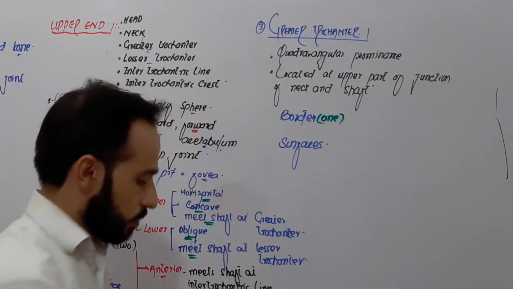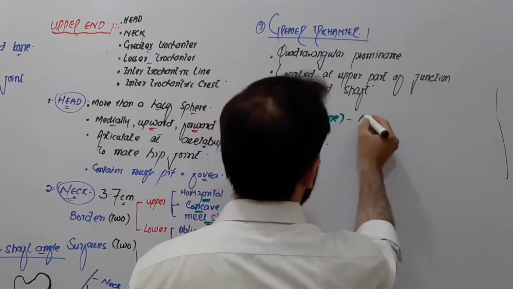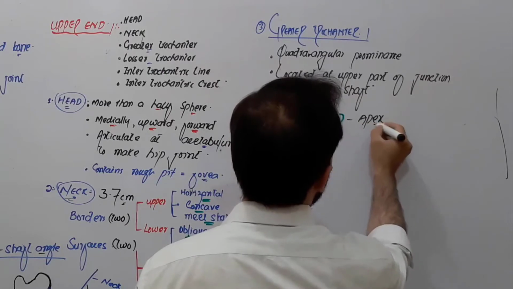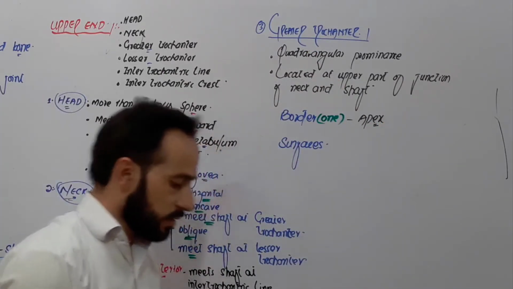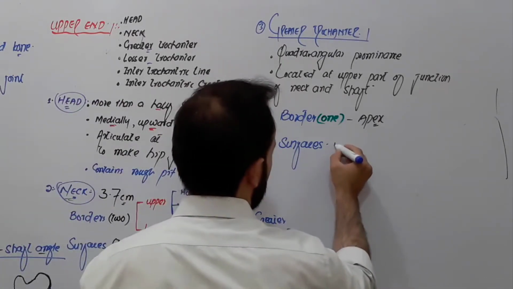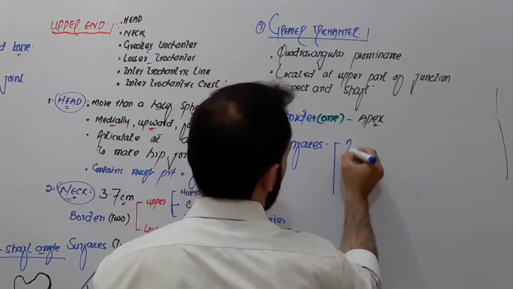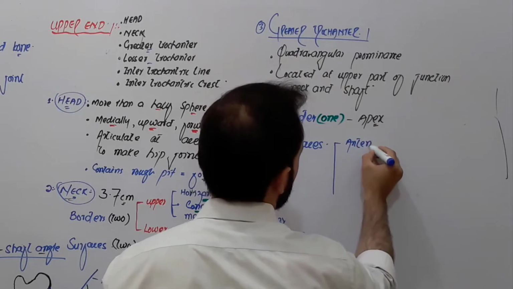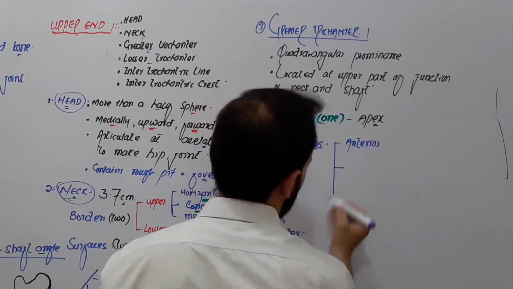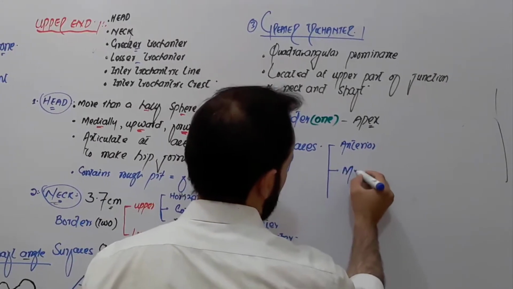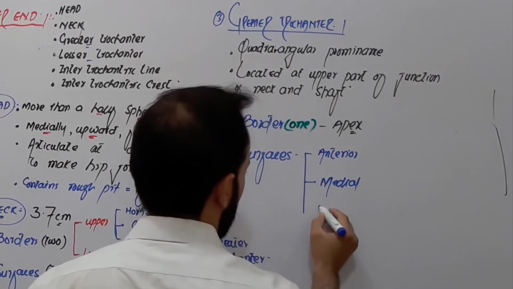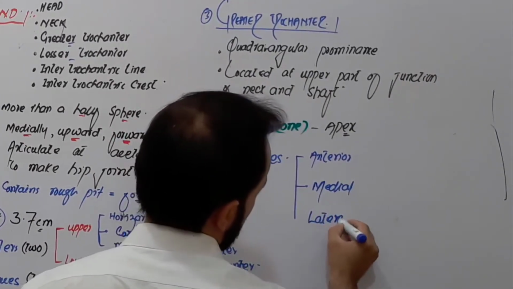So I will show you in the video. The upper border has the apex of the greater trochanter. Then there are surfaces, and how many surfaces it has, I will write here, then I will show you. It has an anterior surface, then it has a medial surface, and it has a lateral surface, right?